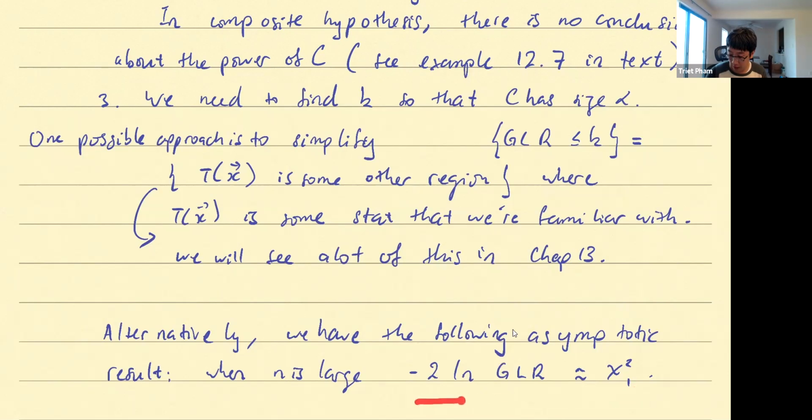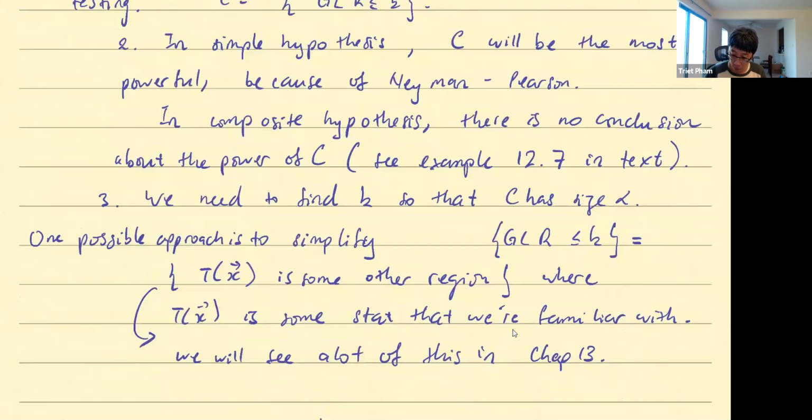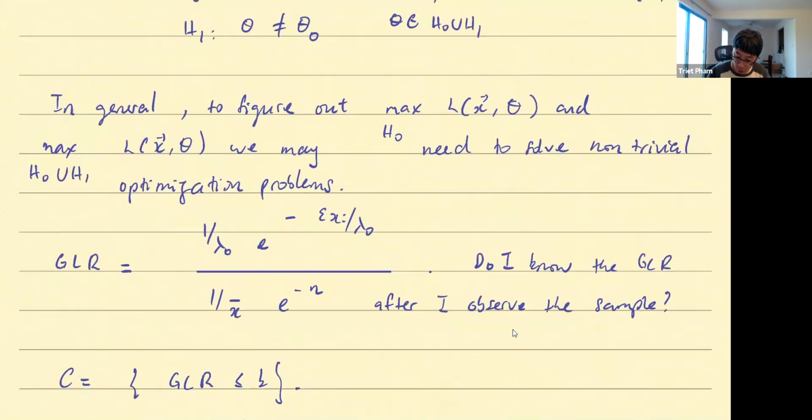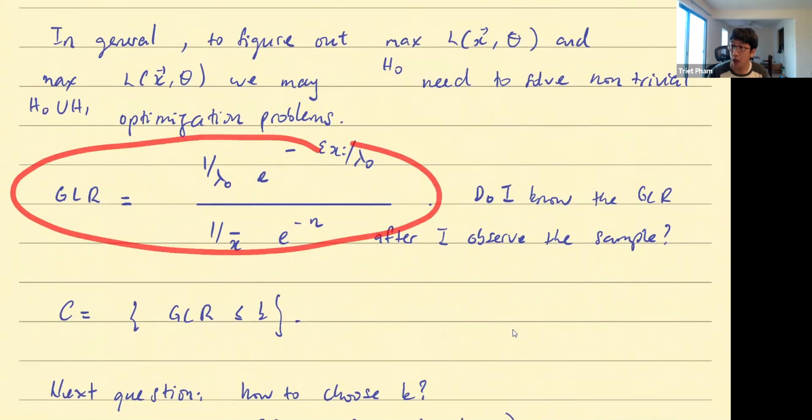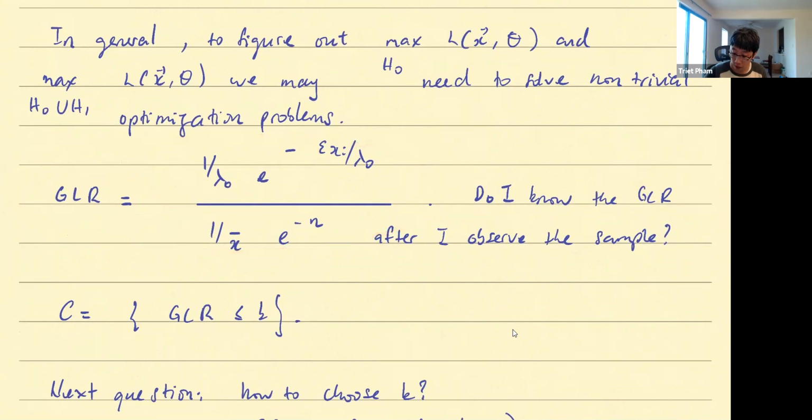All right, this is again another type of mysterious result. It's sort of up there with the central limit theorem, except that I think the proof here is a little bit more complicated. But what we're saying is, whatever this weird object is, if you take the log of it and multiply by minus 2, then if n is large, this is approximately chi-square of 1.